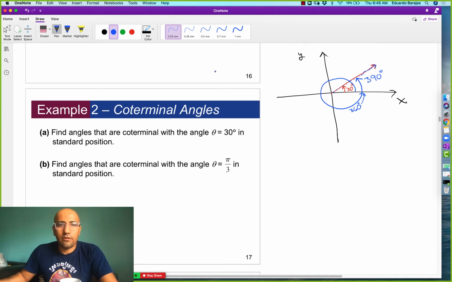So we would say that 30 degrees and 390 degrees are coterminal. Yes? Why does it always go counterclockwise?